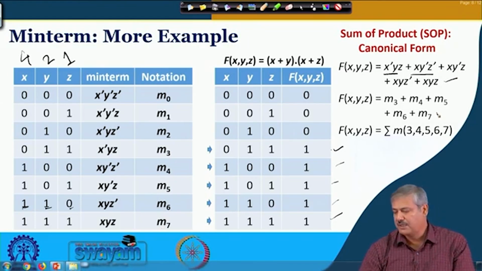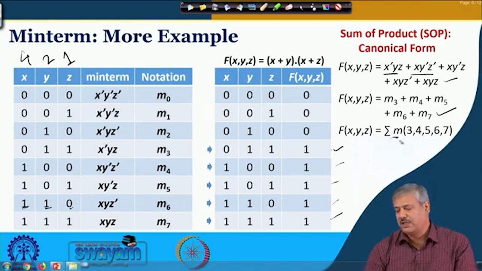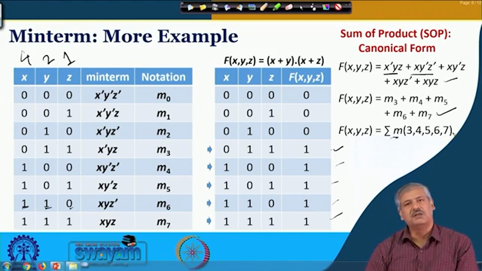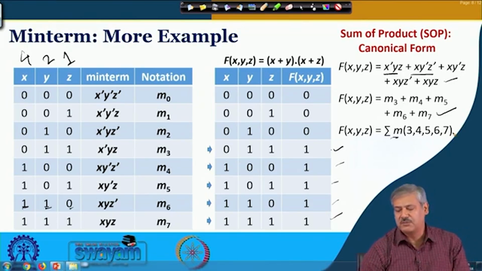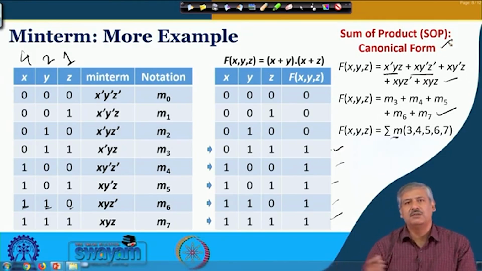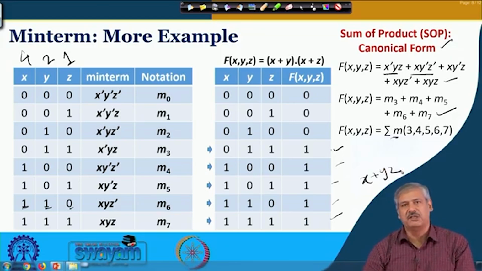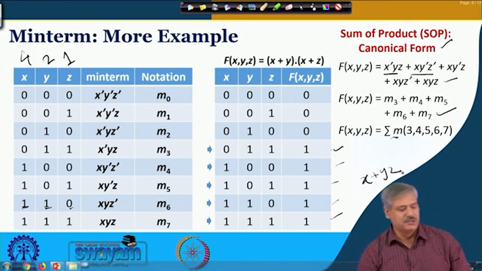M6 and M7, that is what you do here, and you can use for a more compact representation a sigma, a summation sign where M stands for min term, the small m, and 3, 4, 5, 6, 7. So, these are the corresponding decimal equivalent places, that is what you finally sum it up, and is called canonical form, right. And you can have a normal SOP form also, which is just as I said x plus y z, that is not called canonical form. When all the variables are present and you are summing up the min terms, it is called canonical form representation.